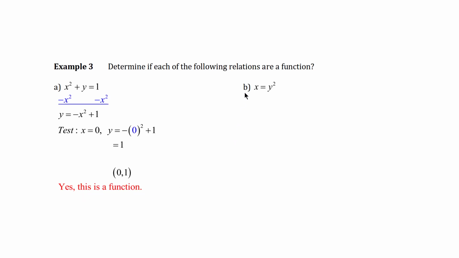Moving on to part B, we have x equals y squared. For this one, we're going to follow the same process. We're going to solve for y, and afterwards we're going to test out an x value. To solve for y, we need to get rid of the square. To do that, we just square root both sides. So I have the square root of x equals the square root of y squared. Simplifying this, we get y is equal to plus minus the square root of x.